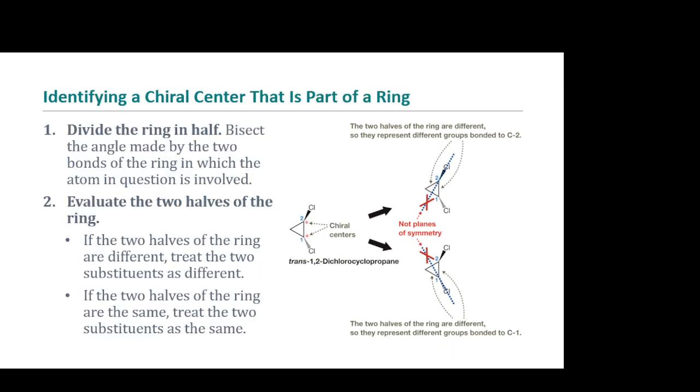Okay, so dividing the ring in half, if we bisect the angle made by the two bonds of the ring in which the atom in question is involved, what we would see is that we're not actually going to have any planes of symmetry, are we? No. And what we're going to see is that each side is different for these things. Okay? And that's what gives the chirality, is the fact that each side ends up being different.